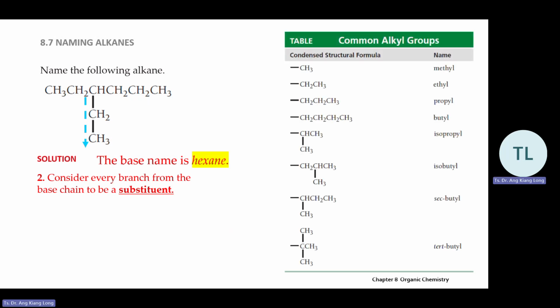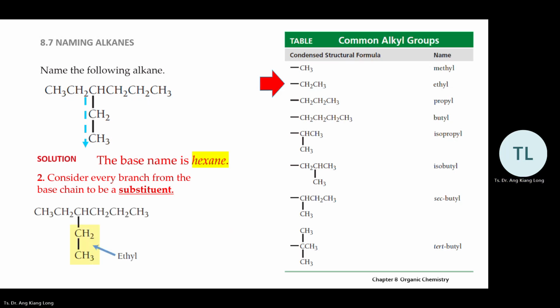Okay. So here, you can refer to the table by looking at the branch. Okay, the branch. So the branch is this one. This is the branch, and you refer to the auxiliary groups. So CH2, CH3 is this one. So you copy the ETHYL. This branch out is called ETHYL. Okay.